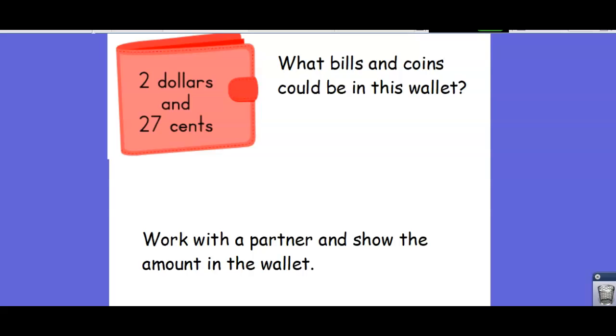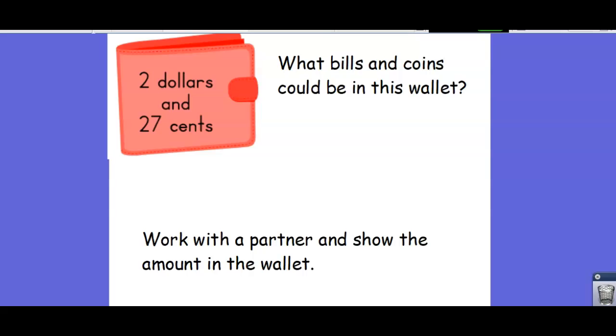Okay, now that you're back, you could have actually had a single $2 bill, which is really cool, or you could do 2 $1 bills. And for the 27 cents, you could have done a quarter and 2 pennies, 2 dimes and 7 pennies, 2 dimes, a nickel and 2 pennies. You could even have done 27 pennies. You could have actually done 227 pennies.